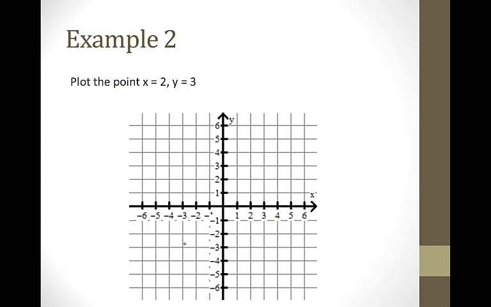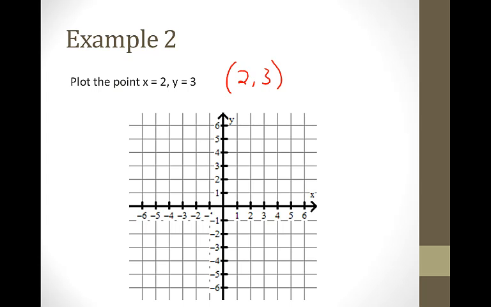So let's plot the point 2, 3, or x equals 2, y equals 3. So as an ordered pair, this would be written as 2, 3. So go ahead and pause the video here and see if you can plot that point.